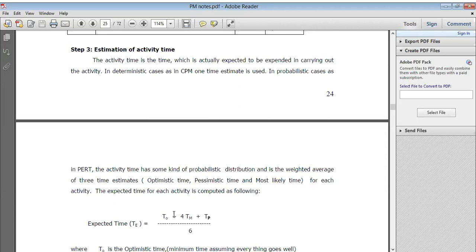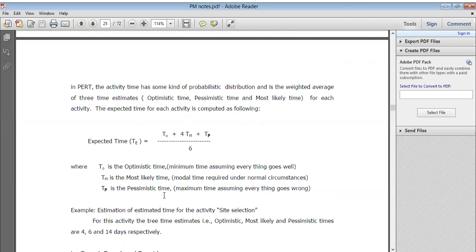So in PERT, the activity time has some kind of probabilistic distribution and is the weighted average of three time estimates, right? So optimistic time, pessimistic time, and most likely time. For each activity, the expected time is computed as follows. Yesterday we have seen that expected time TE is equal to TO plus 4 TM plus TP divided by 6. It's a formula, right?